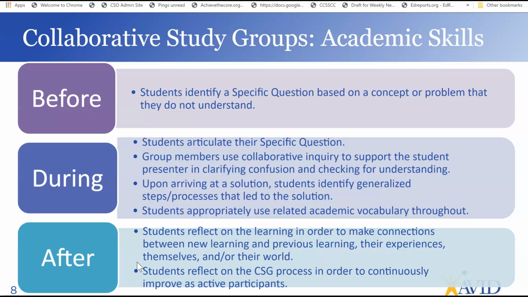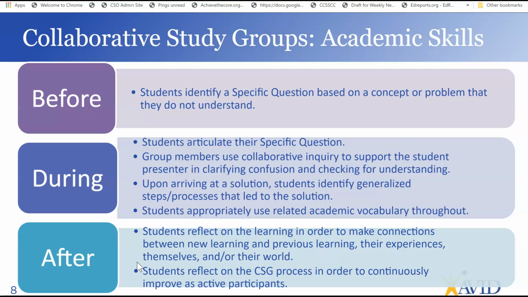And then you also want to talk with them about having the academic skills to be able to reflect after and making the connections between what was said, what was new learning, what was previous learning. So before, during, and after academic skills is something that you would want to go over with your students so that they had that good understanding.